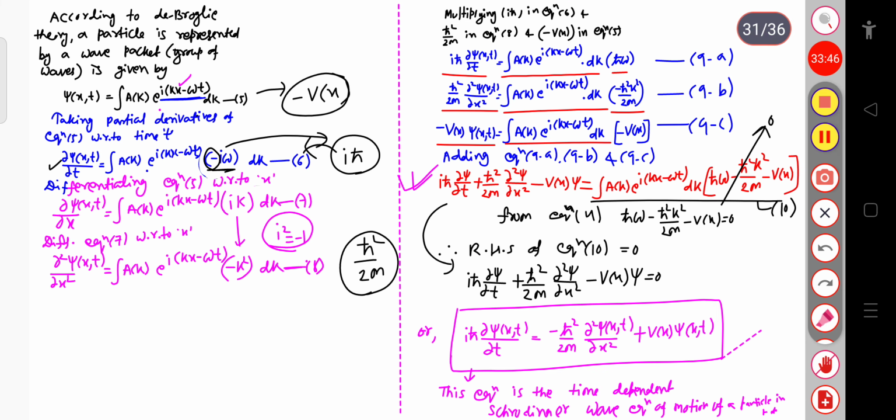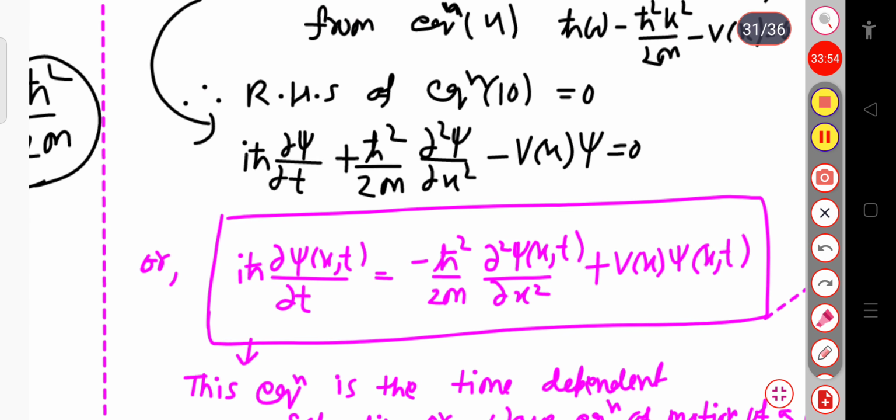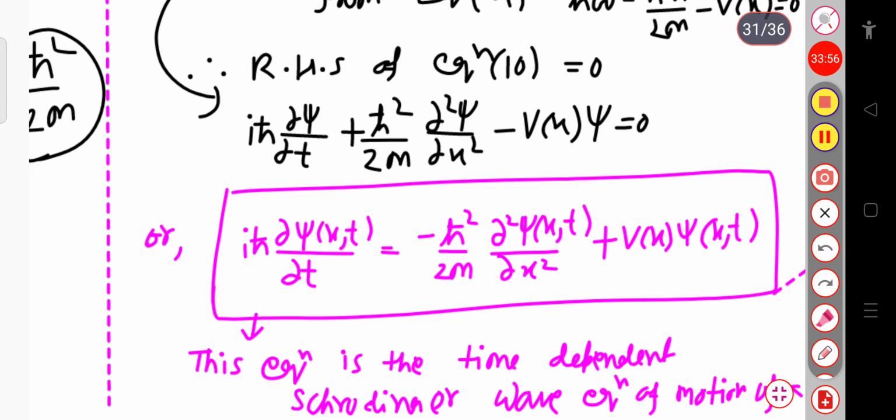When this term is equal to 0, finally we get the conclusion that iħ ∂ψ/∂t plus ħ² by 2m ∂²ψ/∂x² minus V of x times ψ equal to 0. If I write the terms on the right hand side, this represents the time dependent Schrodinger wave equation of motion in one dimension. It is called time dependent because it depends on the time coordinate, ∂ψ/∂t, with respect to which we can differentiate.